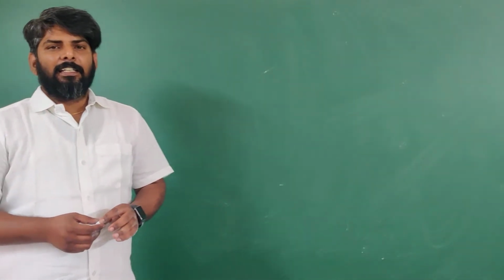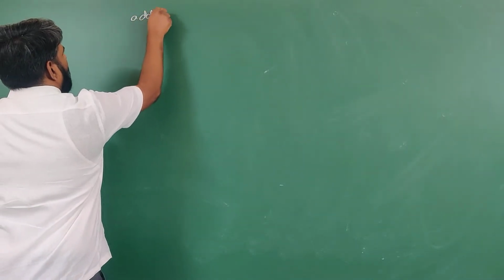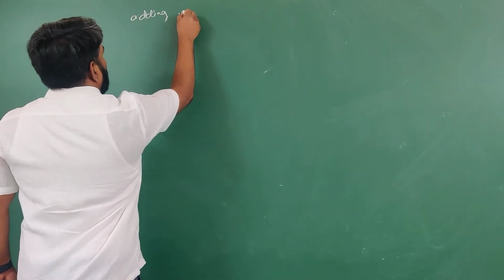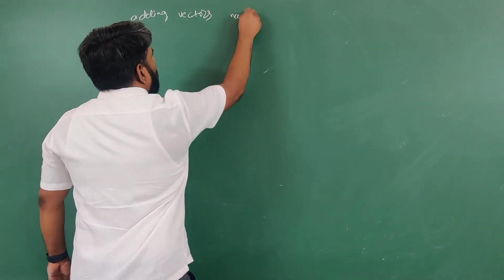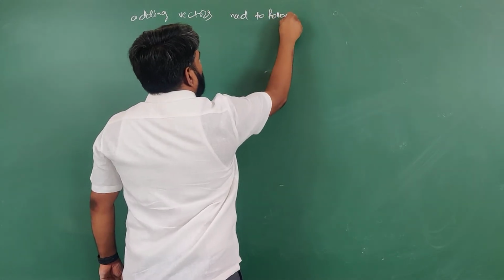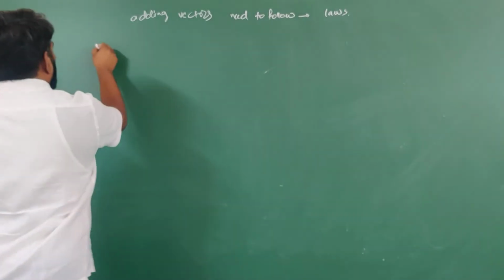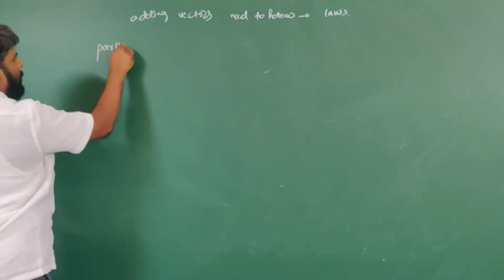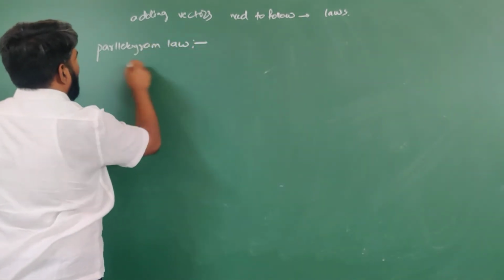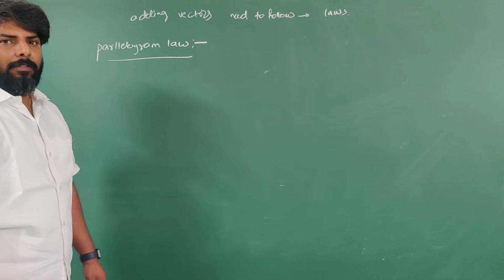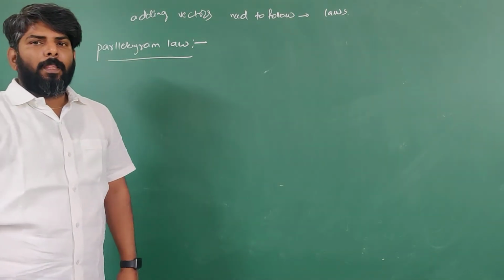Okay, right, students. So, for adding vectors, you need to follow two laws. One, parallelogram law. Another one, triangle law. Regarding that, later we are going to discuss. So now the important one, parallelogram law.